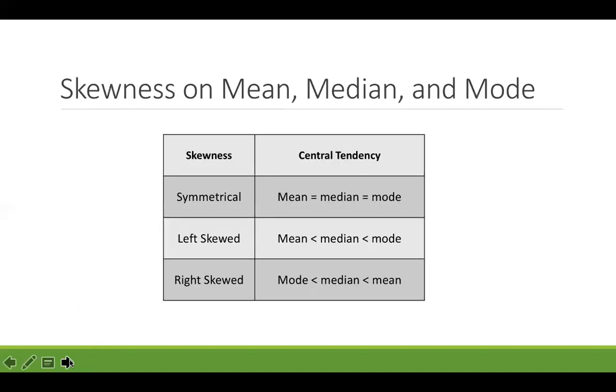Skewness can affect the mean, median, and mode. In a symmetrical distribution, the mean, median, and mode are equal. When there is a left skewed distribution, the mean is less than the median, and the median is less than the mode. It's quite the opposite in the right skewed distribution: the mode is less than the median, which is less than the mean. These are just some patterns to keep in mind as we go on.